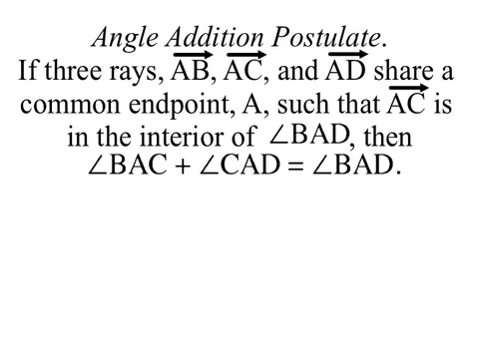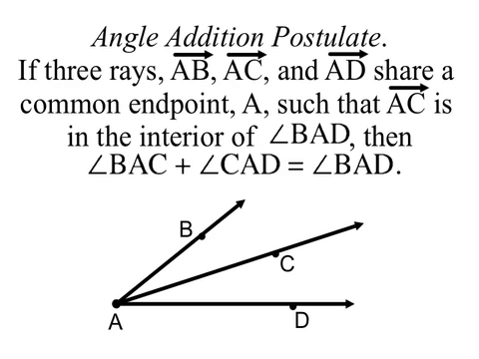And here is a related postulate known as the angle addition postulate. Let's go right to the picture. We have 3 rays with ray AC between the other 2. And this postulate states that the top angle, shown in blue, angle BAC, plus the bottom angle, the adjacent angle, shown in orange, angle CAD, when you put those 2 together, you get angle BAD.